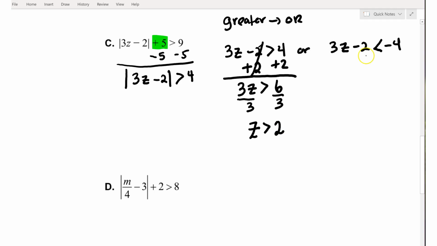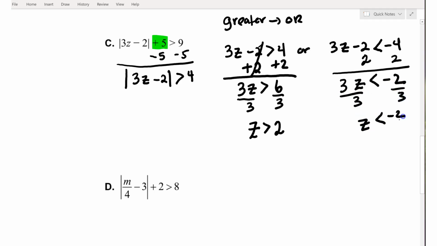We're going to do some algebra here, so we're going to add 2 to both sides. So we have 3z, and negative 2 plus 2 is 0, less than negative 2 divided by 3. So z is less than negative 2/3, which is 0.666.